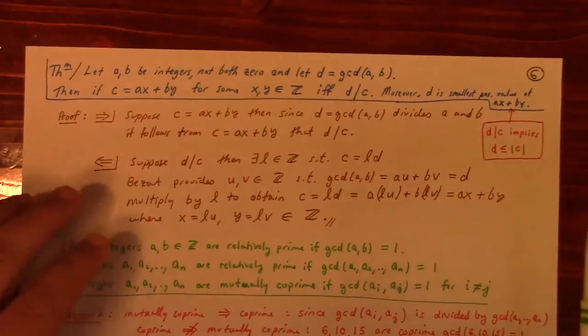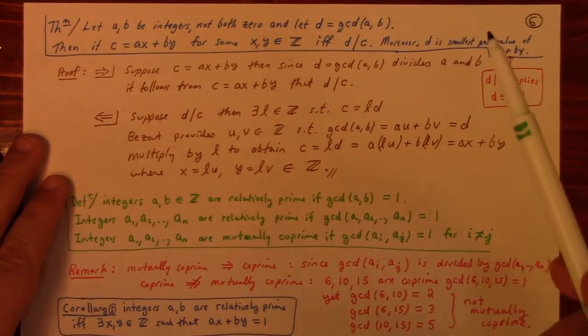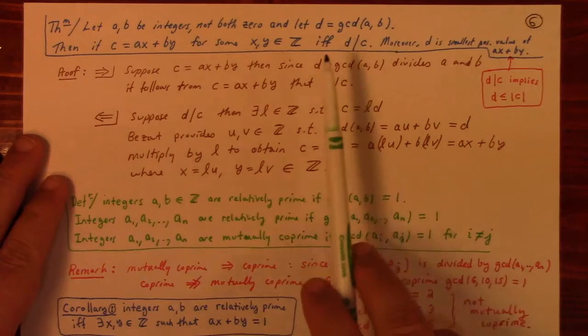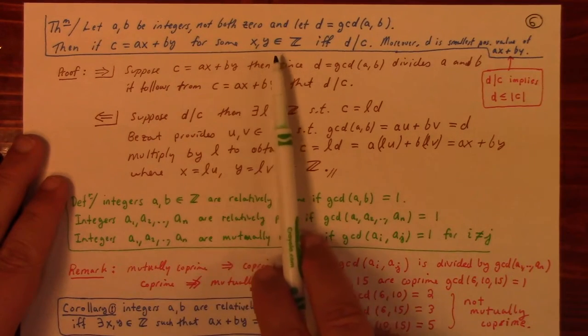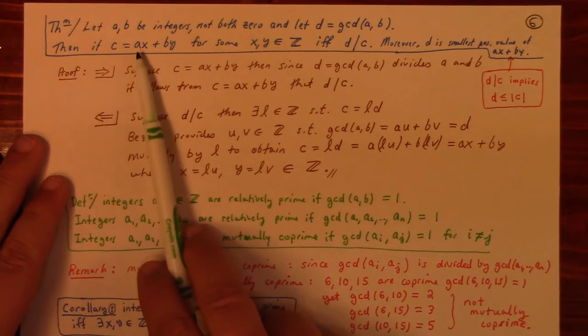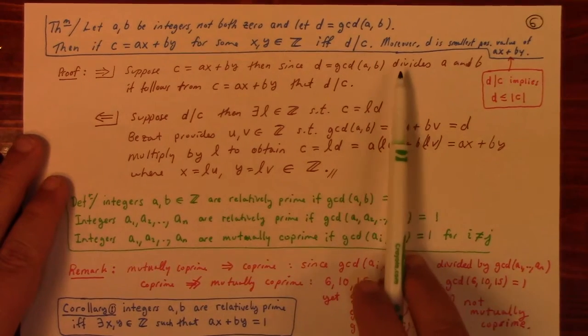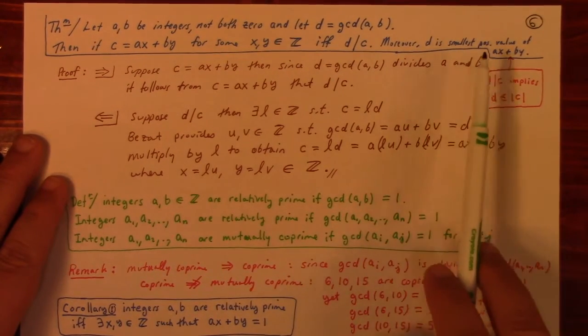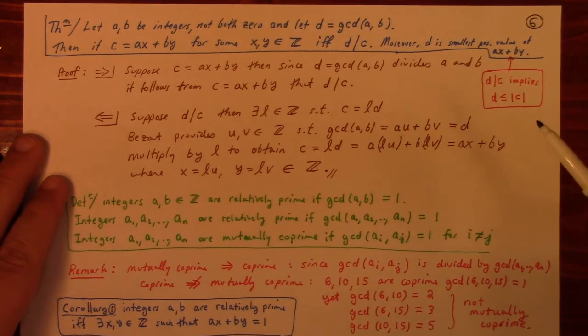Theorem. Let a and b be integers, not both 0, and let d be the GCD of a and b. C is equal to ax plus by for some integers x and y if and only if d divides c. Moreover, d is the smallest positive value of ax plus by. This is what I claimed about 10 minutes ago.